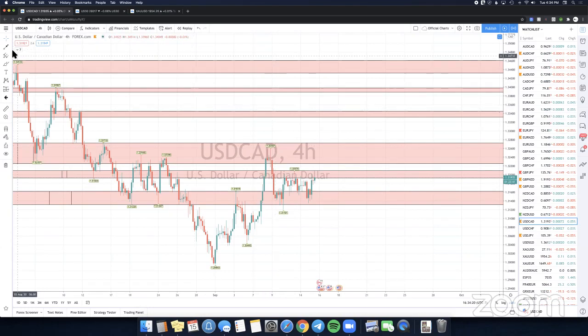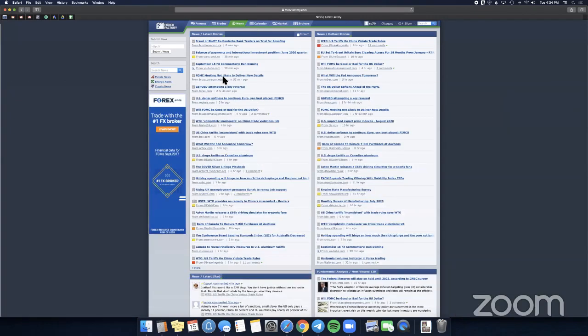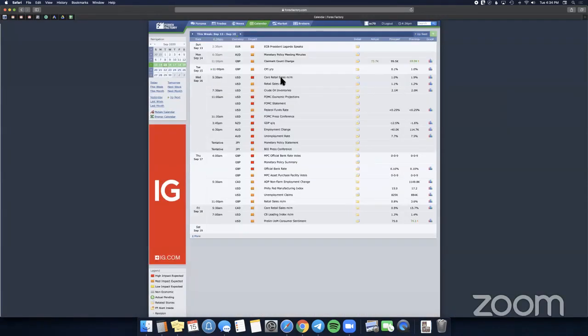It depends on how the news plays out tomorrow, because the news is so heavy tomorrow. So let's see. The first US news is going to be at 5:30 a.m., which is core retail sales. This is probably going to increase a little bit, since a lot of people are going back out, a lot of people are buying stuff. So retail sales are probably going to be up.